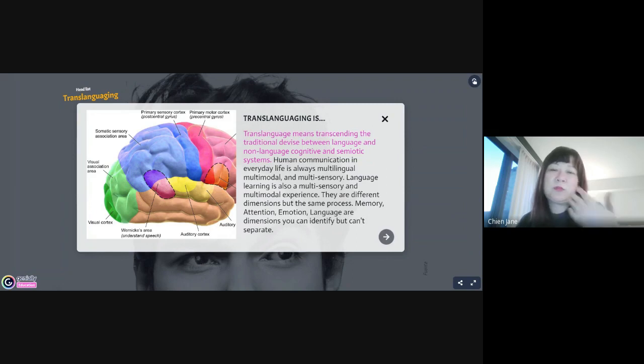So when I'm trying to say something, I'm using my body language to also convey meaning. I'm using these pictures to show you the brain, the different areas: the auditory cortex, where we process what we hear, and the visual cortex, where we process what we see, but it's interconnected with Wernicke's area, where we understand speech, and so on. So they are different dimensions, but the same process. Memory, attention, emotion, language are dimensions that you can identify, but can't separate.